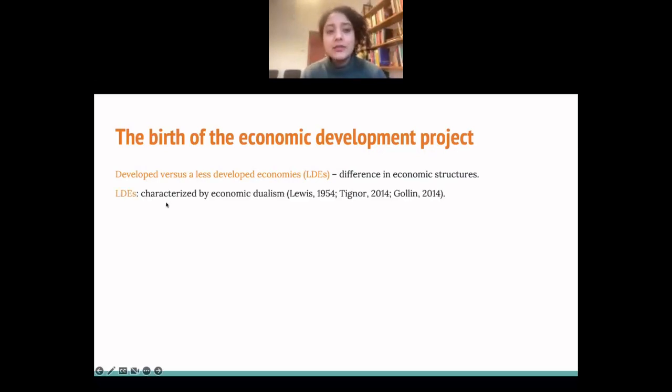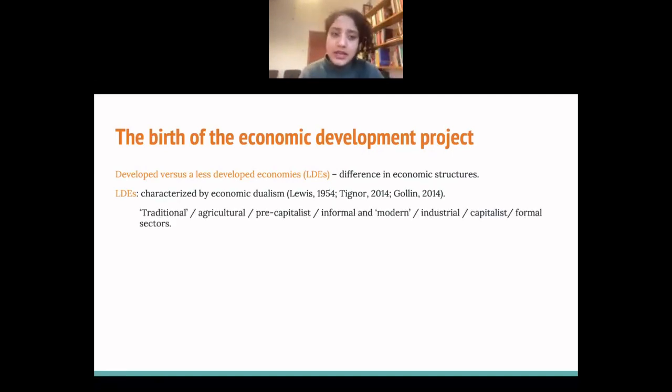A less developed economy was particularly characterized by an economic dualism in the economic structure. What do I mean by an economic dualism? It is when the economic structure is one where there's a coexistence of a huge traditional agricultural pre-capitalist informal sector with a much smaller modern industrial capitalist formal sector, where the former is seen to be low productive without really accumulating much, using low technology, etc.